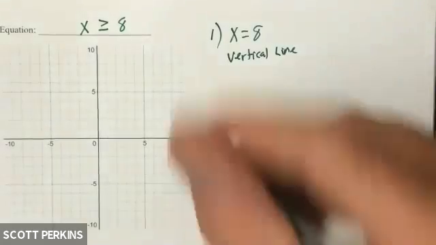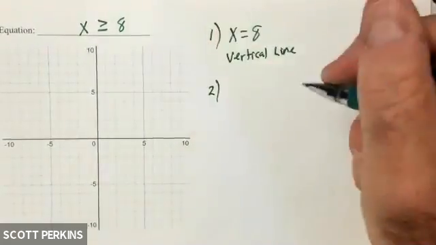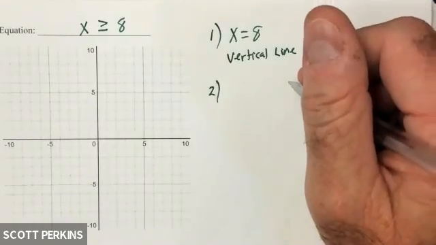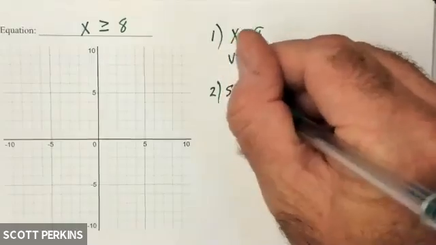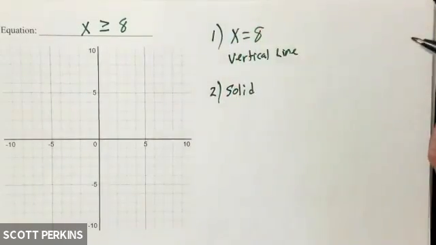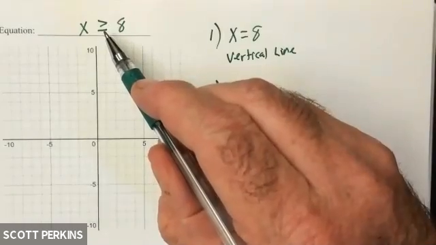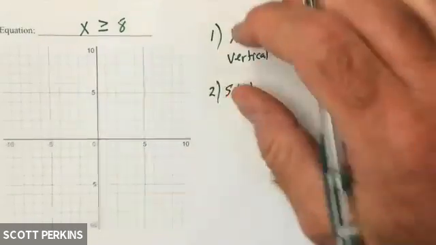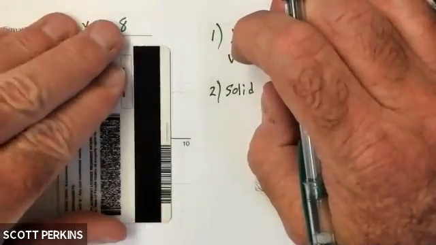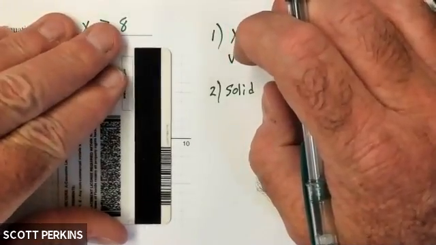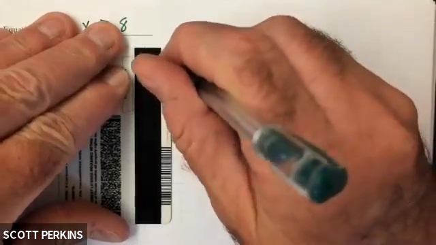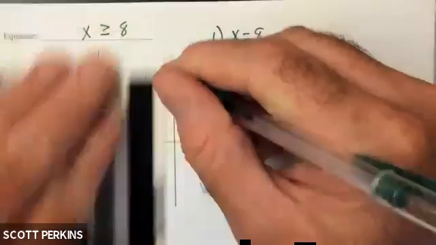It's a vertical line. Am I going to use a solid or a dotted line when I create my vertical line here? Why is this one going to be solid? Because of this equal bar right there, it's going to be solid. So here's my vertical line, and here is x equal to 8. You told me solid, so there it is.